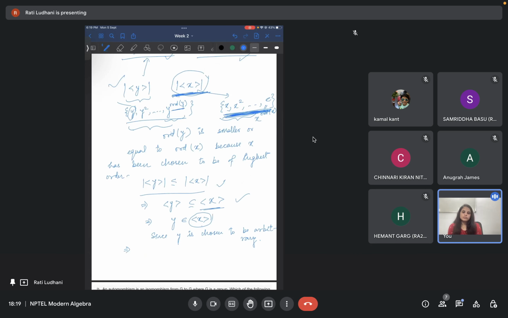Since y is chosen to be arbitrary, now y is any element of G. Now you know that y has to be in this set. That means full G is a subset of the subgroup generated by x, right? And since x is an element of G, this subgroup is a subset of G. This is from the beginning, because x is an element of G. So this subgroup has to be in G. This implies G is exactly equal to the subgroup generated by x.